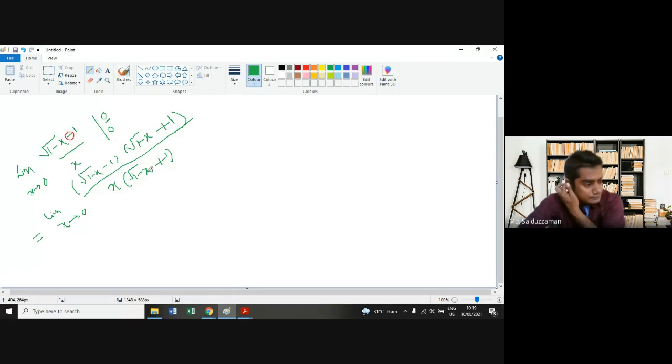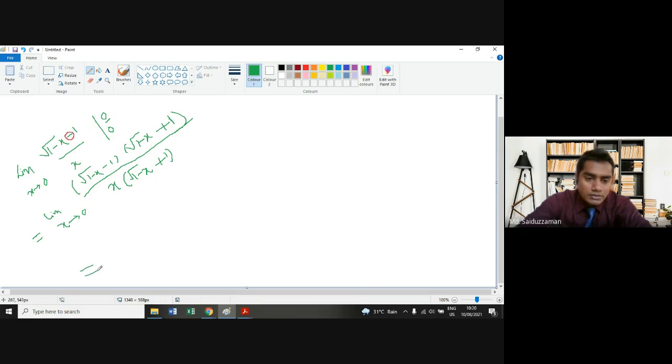Now the question is, why have I applied this? What is the reason? The reason is we can apply the a minus b into a plus b formula, that is a squared minus b squared. When I apply a squared minus b squared, then the square root will be out. Square root will be out, then it will be very easy to calculate. That is the intention.